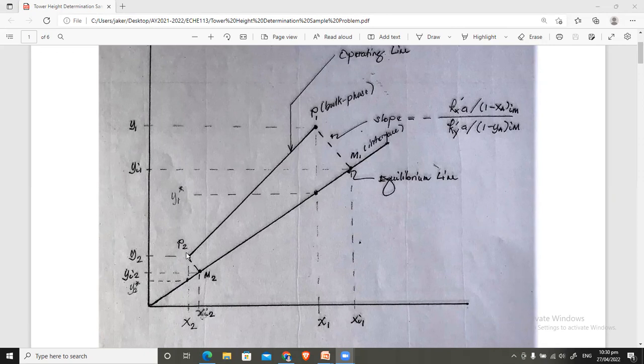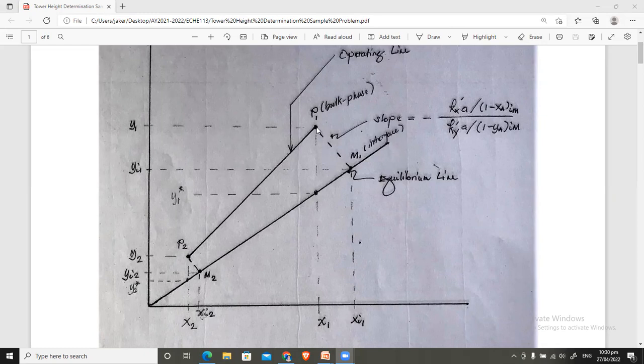Now, when we connect these 2 points, of course, they have y1 and x1 as their concentrations for bulk phase 1 and y2, x2 for bulk phase 2. If we're going to connect these 2 points, we'll have the operating line. And the line that I have drawn here passing through the origin is the equilibrium line.